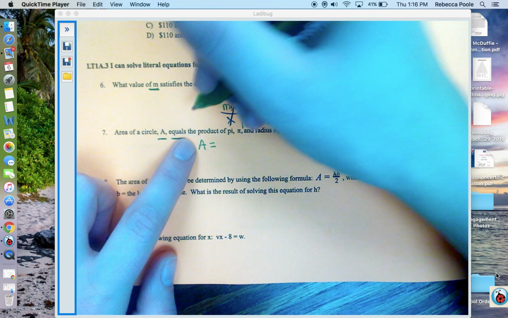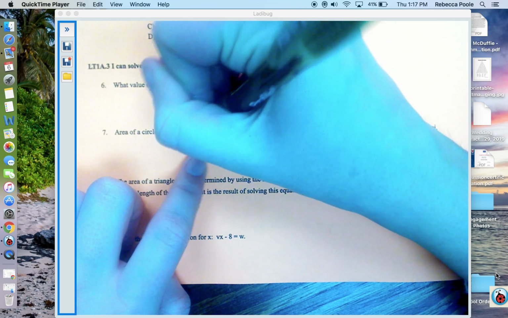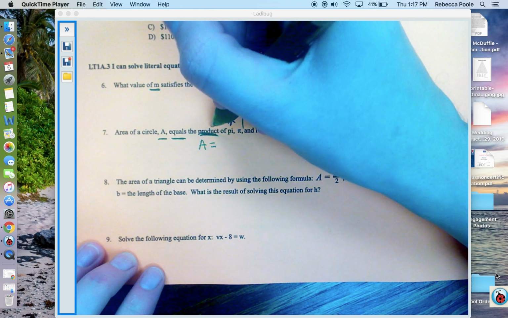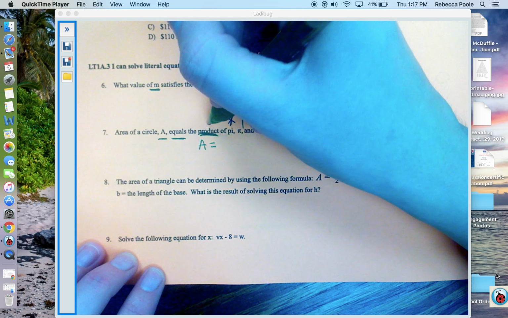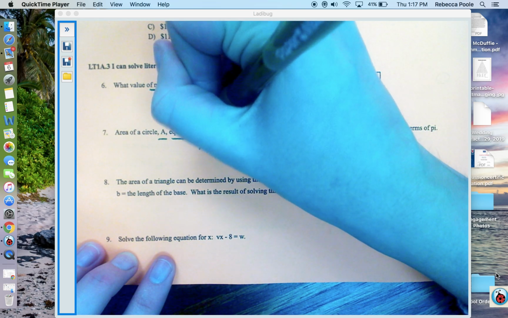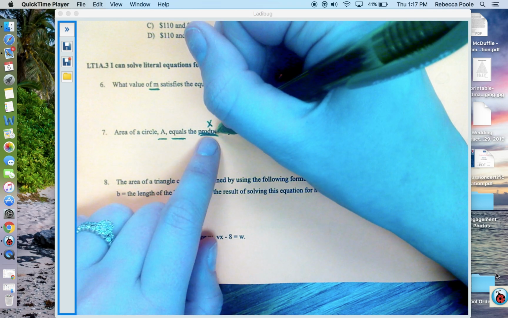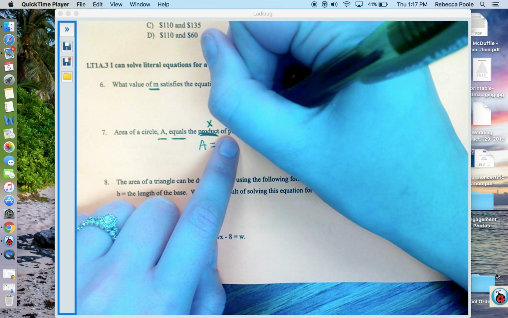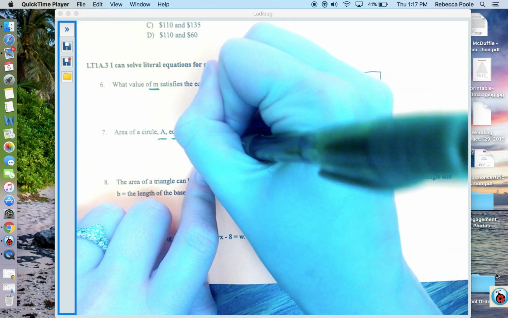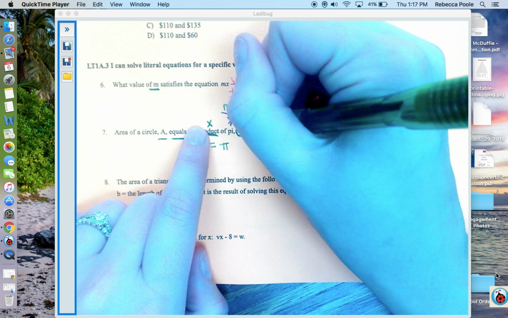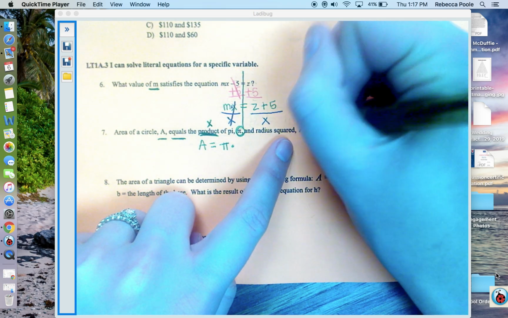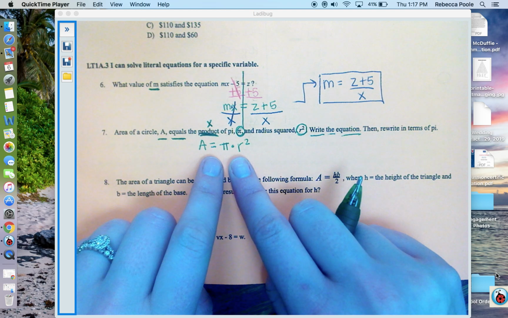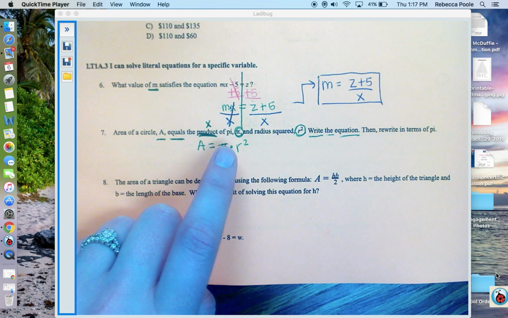Okay? The next part says the product. What does the word product mean in math? What operation are we doing if it says product? Multiplication, right? So if I'm doing the product, that means whatever's listed next, I'm multiplying those things. So if this says the product of pi, and they want us to use this symbol, so pi times, because it says the product, so times the radius squared, and they want us to use r squared. So this is all you had to do for the first step, guys. A equals pi r squared, or pi times r squared.